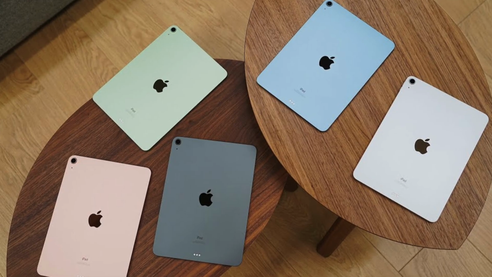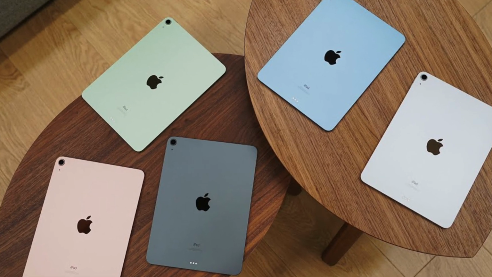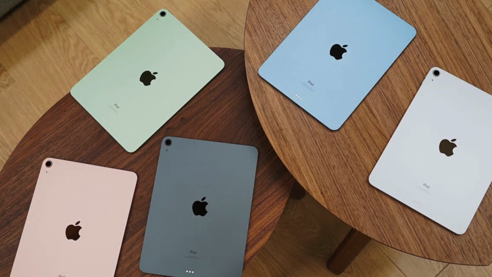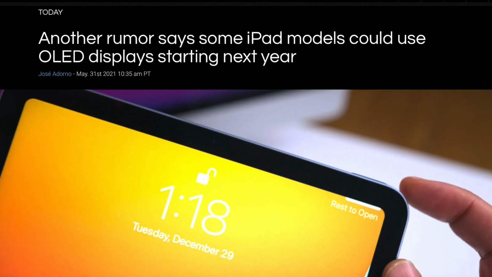Anyways, moving on to the next iffy report that does have a little more credibility behind it, and that is OLED is coming to the iPad Air.